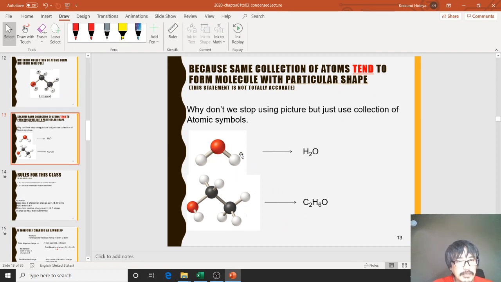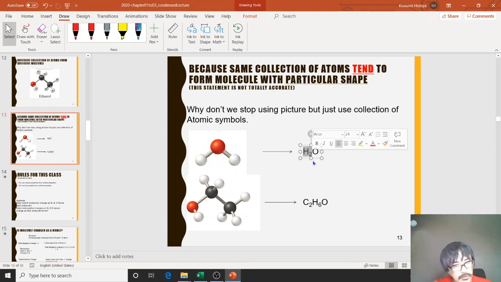So for that reason, instead of writing the picture like this, we are going to write everything in terms of the symbols right here. This structure has 2 hydrogens and 1 oxygen, right? So we write it as H2O: the 2 goes to the subscript right here, and the 1 oxygen, 1 is hidden here. This one right here, I have 2 carbons, and then 6 hydrogens and 1 oxygen. So write it like this.